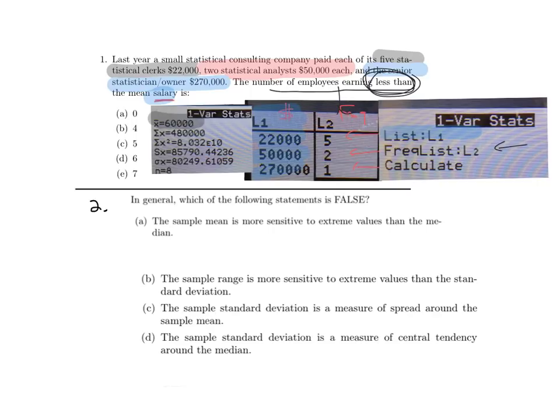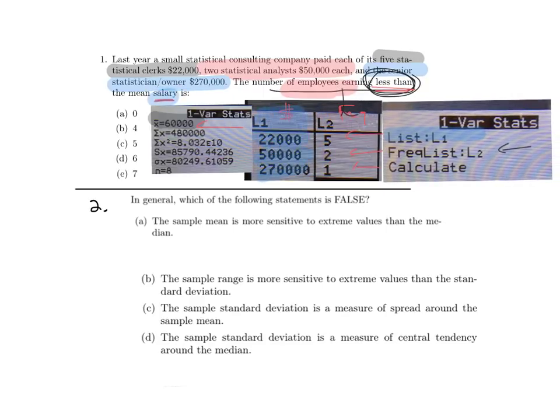So we need to find the number of employees earning less than the mean, less than this $60,000. Well, here I'm just simply going to be adding the frequencies for the $22,000 and the $50,000. Here, 5 people earn $22,000, 2 earn $50,000, so a total of 7 employees earn less than the average.